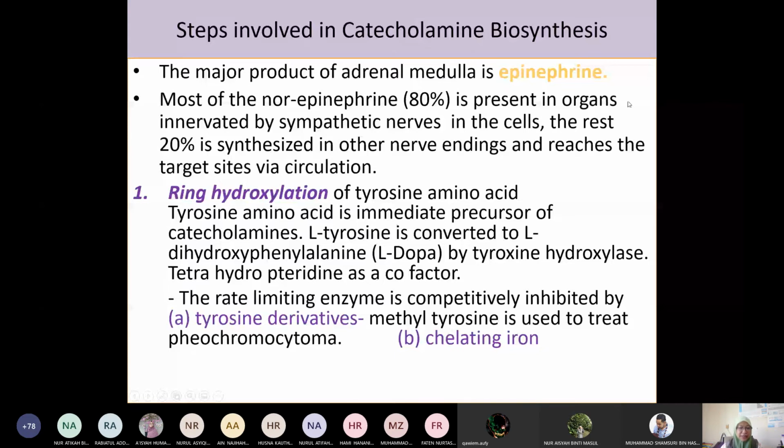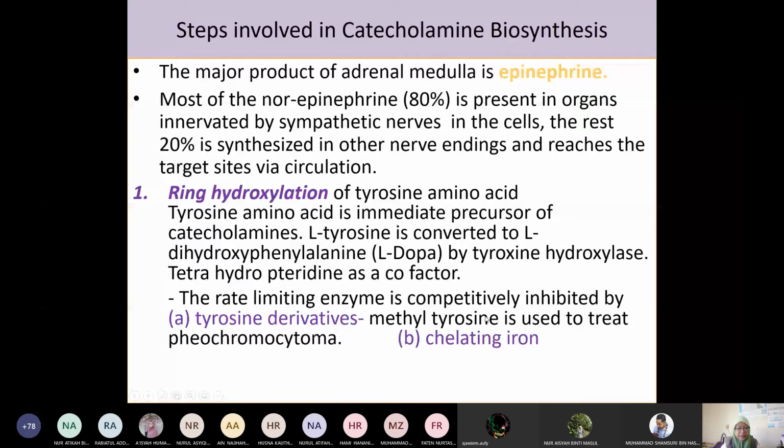Okay, so ring hydroxylation happens. I would like to highlight that here is the rate limiting enzyme. This is a rate limiting enzyme for the whole catecholamine biosynthesis. This enzyme activity can be inhibited by tyrosine derivatives, methyltyrosine.